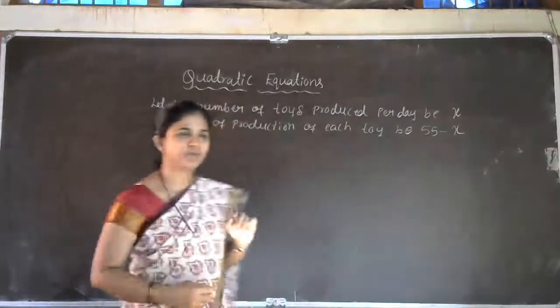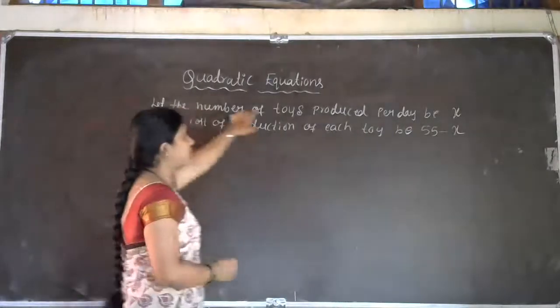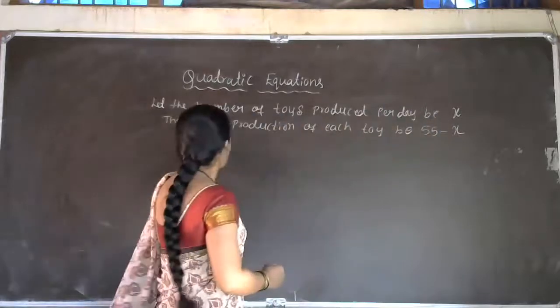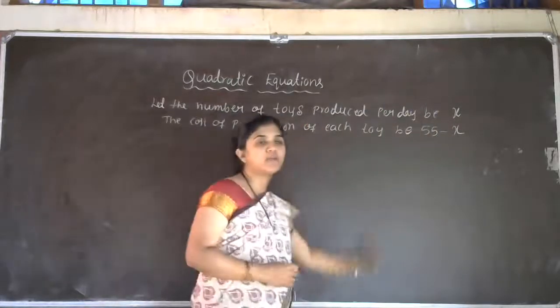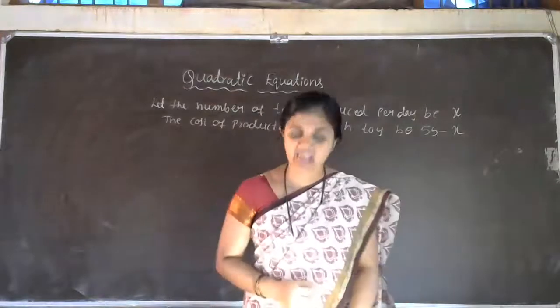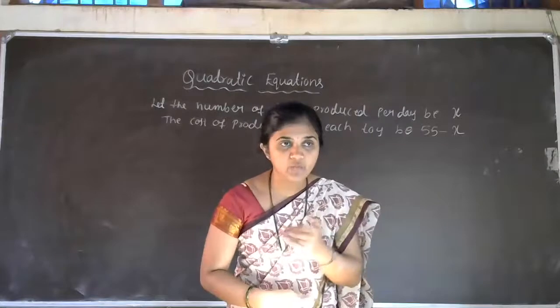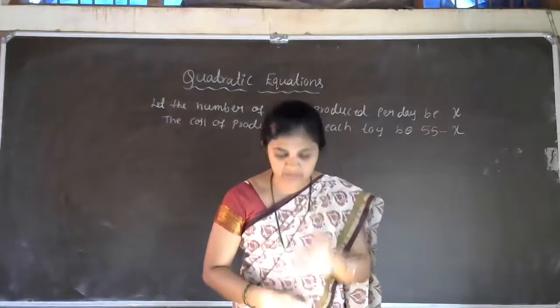This is a very simple problem, no? Let the number of toys produced per day be x, then the cost of production of each toy is 55 minus x. Again, we have to read the question. So what is the next statement we have to see?